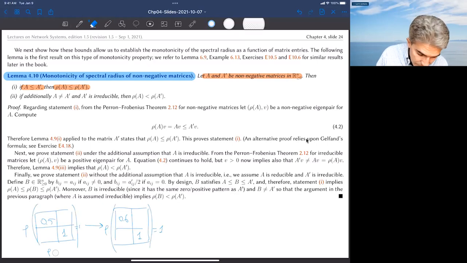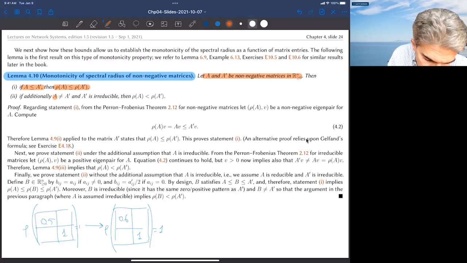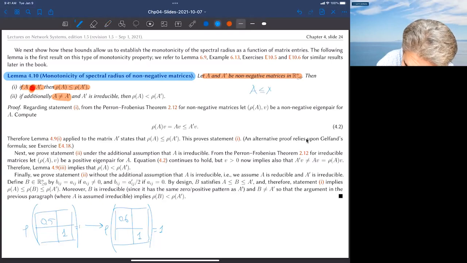So you don't gain by adding weight, by increasing the wrong entries. However, there's a second statement here. Suppose that I have, again, two matrices. By the way, I had a greater than or equal to. Suppose you for sure add some mass. So A prime is strictly, at least in one entry, greater than A. So the two matrices are bound by the relationship A is less than or equal to A prime, and A is different from A prime. So at least one entry has grown.